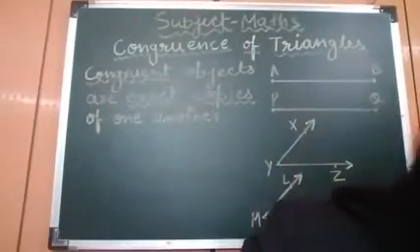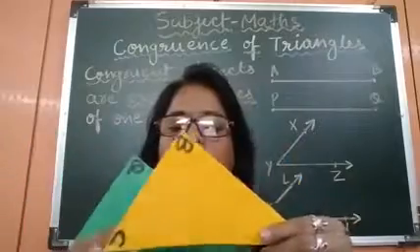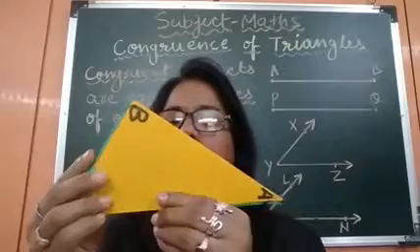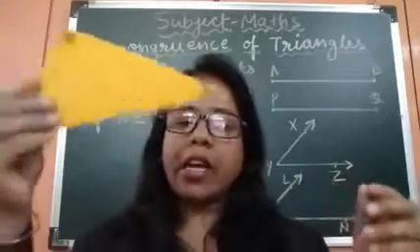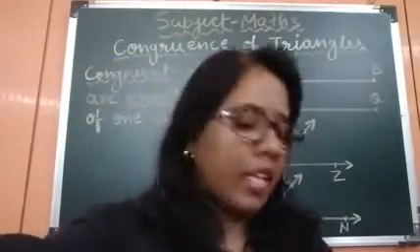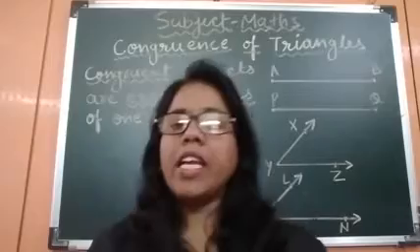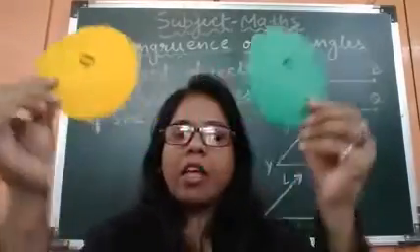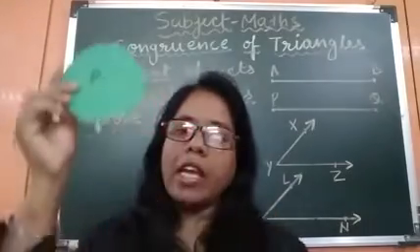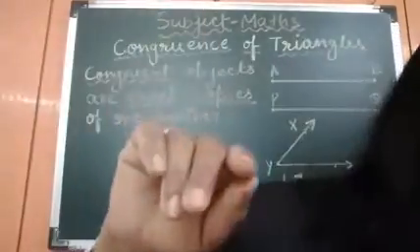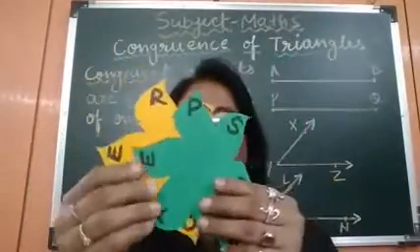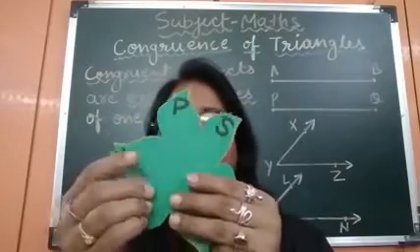I am taking these two triangles. You can see these two triangles. When I put one over the other, it completely and exactly covers the other one because they are the same in shape and size. I have these two circles. When I put one over the other, one completely covers the other. I have these two flowers. When I place one over the other, it completely covers the other one.